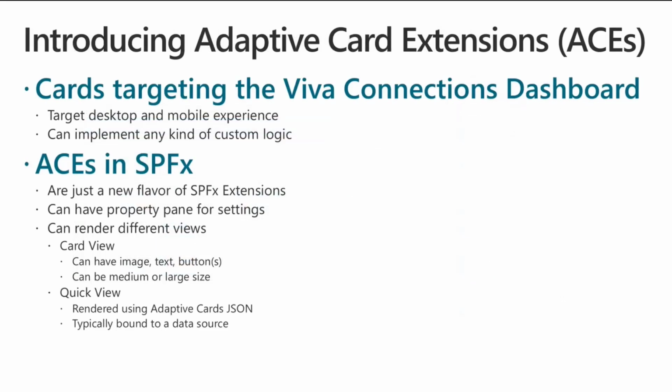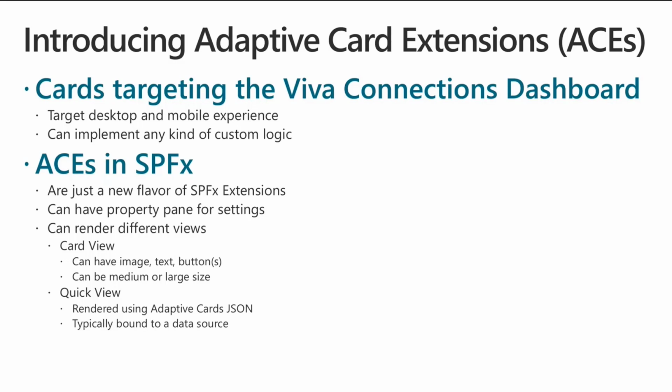So, wearing the hat of a developer, how can we create adaptive card extensions? Let's try to understand what adaptive card extensions are from a developer point of view. An adaptive card extension is nothing more than a card, a UI component rendered, as we already said, in the desktop or in the mobile experience of Viva Connections, which from a SharePoint Framework point of view is implemented simply as a new flavor of extension that we can create with SPFx.